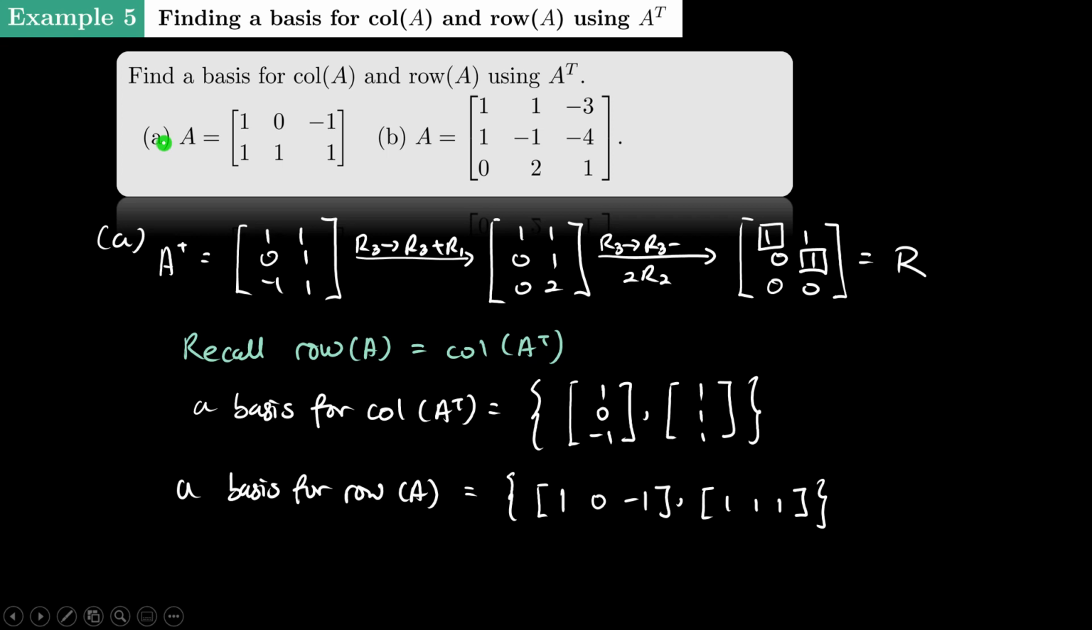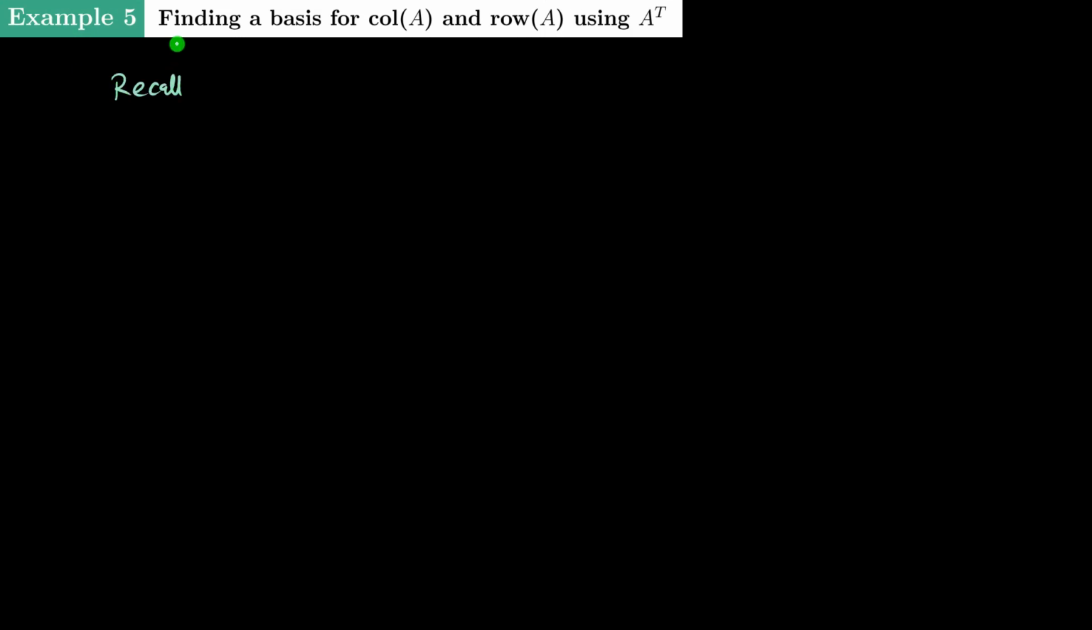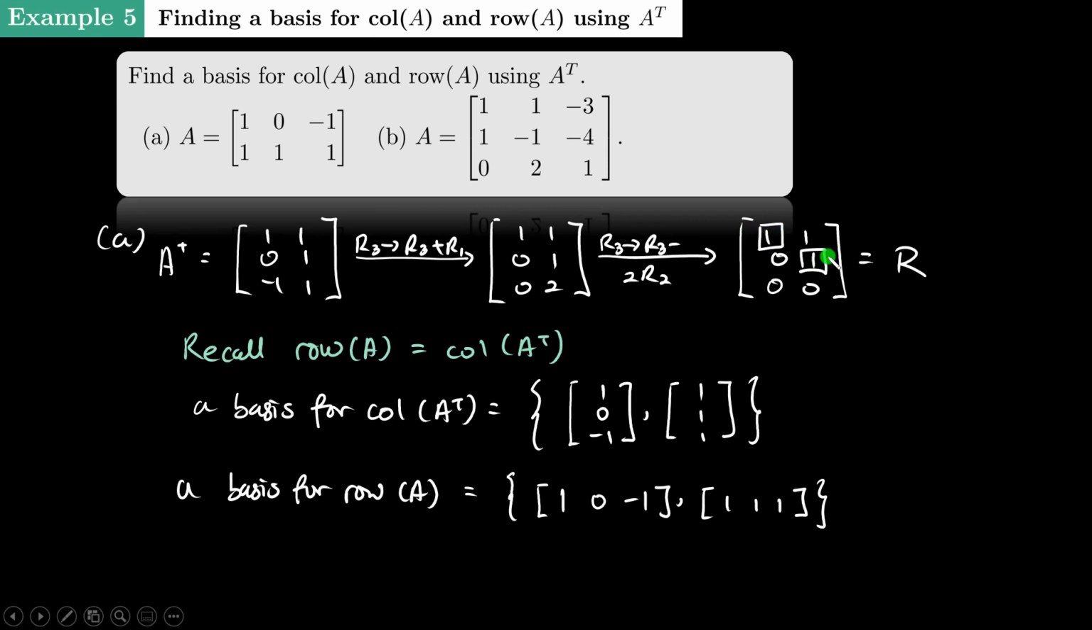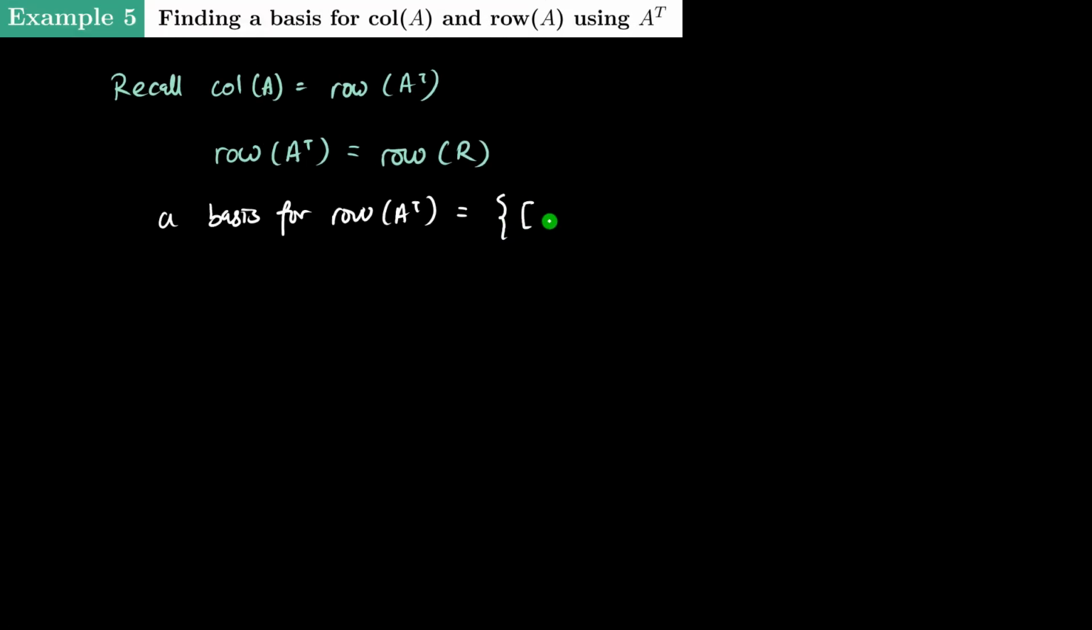Now, what about the column space of A? Recall that the column space of A is equal to the row space of A transpose. At the same time, we note that the row space of A transpose is equal to the row space of R. Therefore, a basis for the row space of A transpose is taken from the non-zero rows of R. So we have 1, 1, 0, 1. So I make a note here: non-zero rows of matrix R, which is the row echelon form of matrix A transpose.